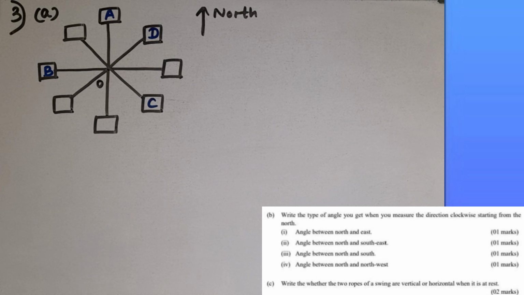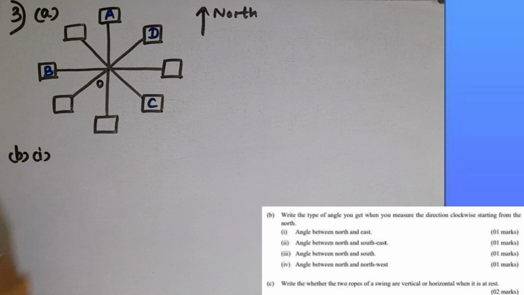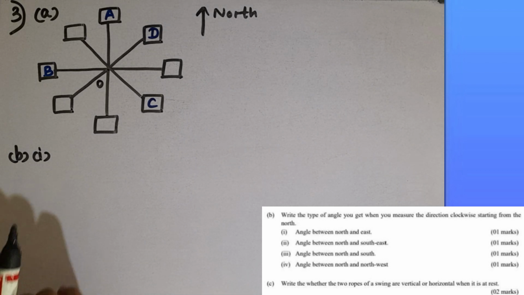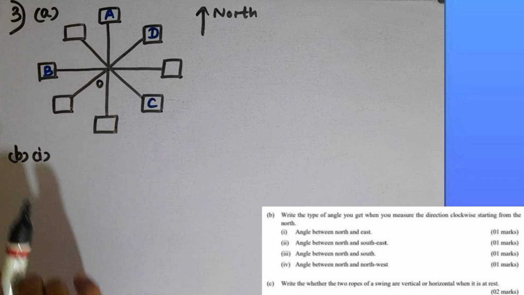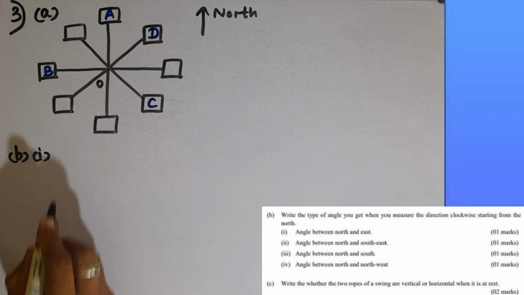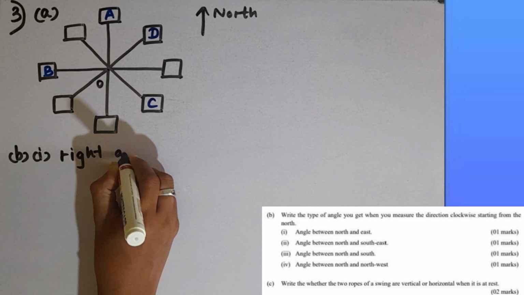Then B part. Write the type of angle you get when you measure the direction clockwise starting from the north. Okay, in B, first question. Angle between north and east. North is here, east is in this direction. The angle between the two main directions is a right angle. So the answer is right angle.